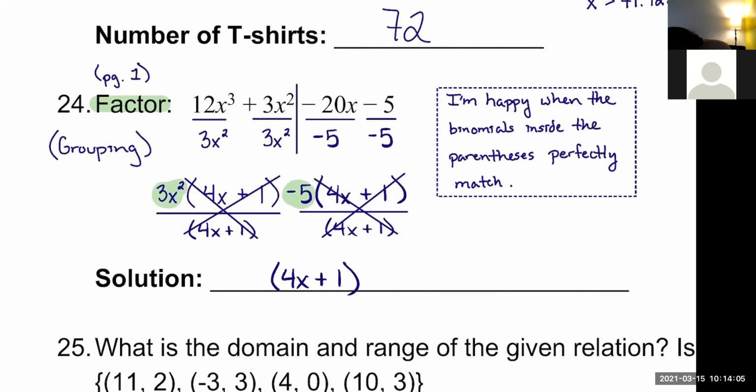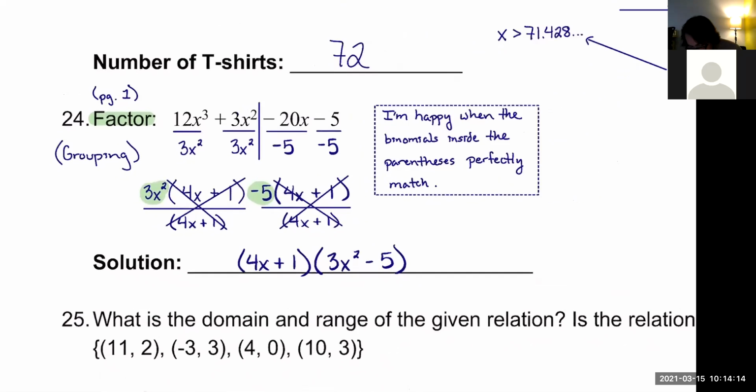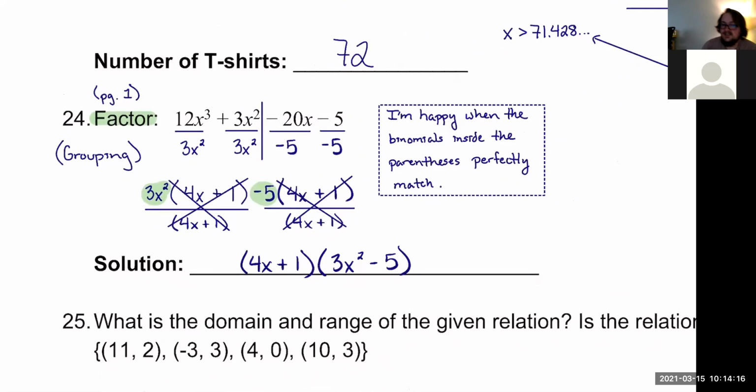And in this case, what is that second binomial? 3x to the second minus 5. 3x to the second minus 5. And that one, ladies and gentlemen, is now factored. Took a little bit of work, but we got it.